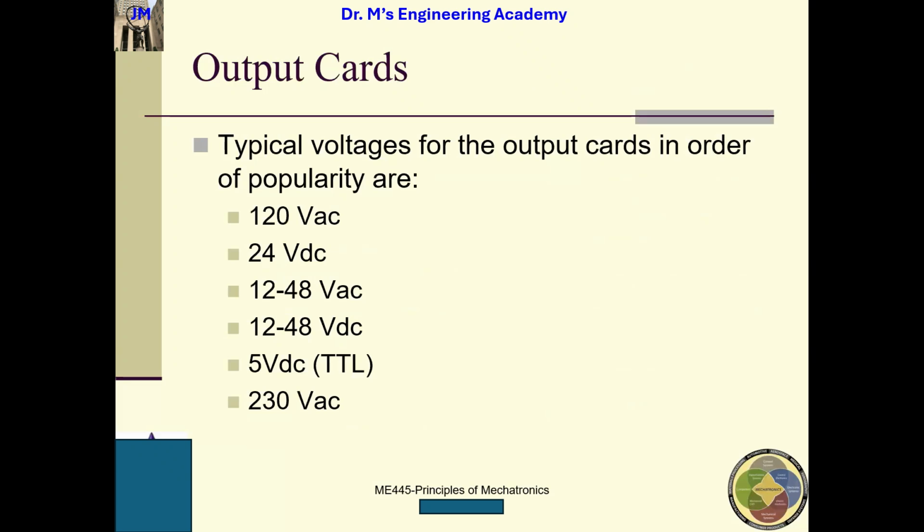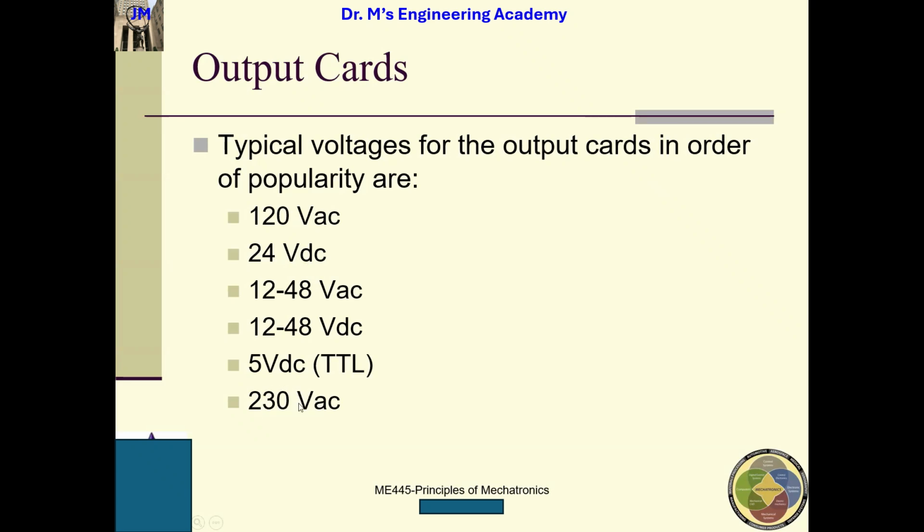Then we talk about output cards. The output cards we have are arranged in order, and this is the highest one in popularity. 120 VAC is the most popular one. You guys know why? Because 120 VAC is the standard voltage in the US, right? That's the reason this one is the most popular. 120 VAC, 24 VDC, and this is 230 VAC.